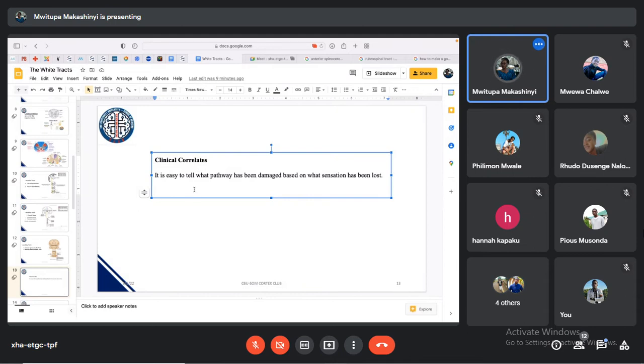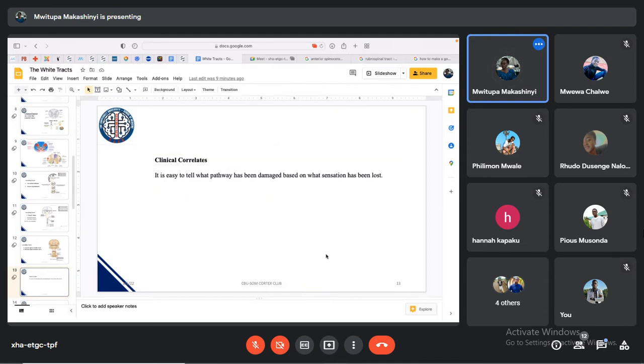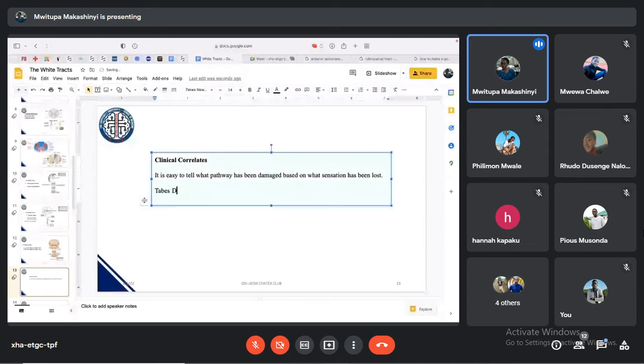Right. Okay. Now the clinical correlates. Sorry, I typed in two. Well, I think it didn't save them. But the two clinical correlates that I wanted to bring to your attention were one called tabes dorsalis. Let me just type that now.